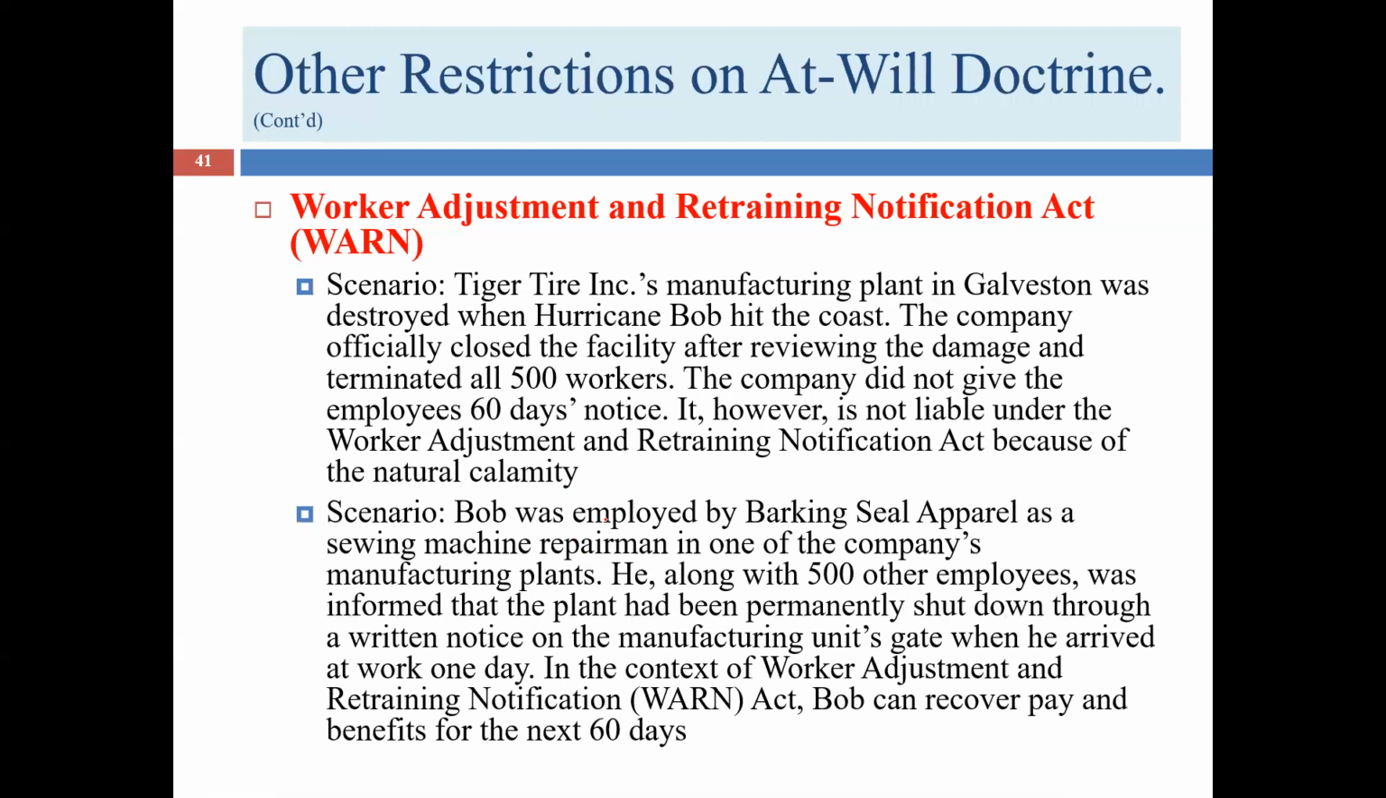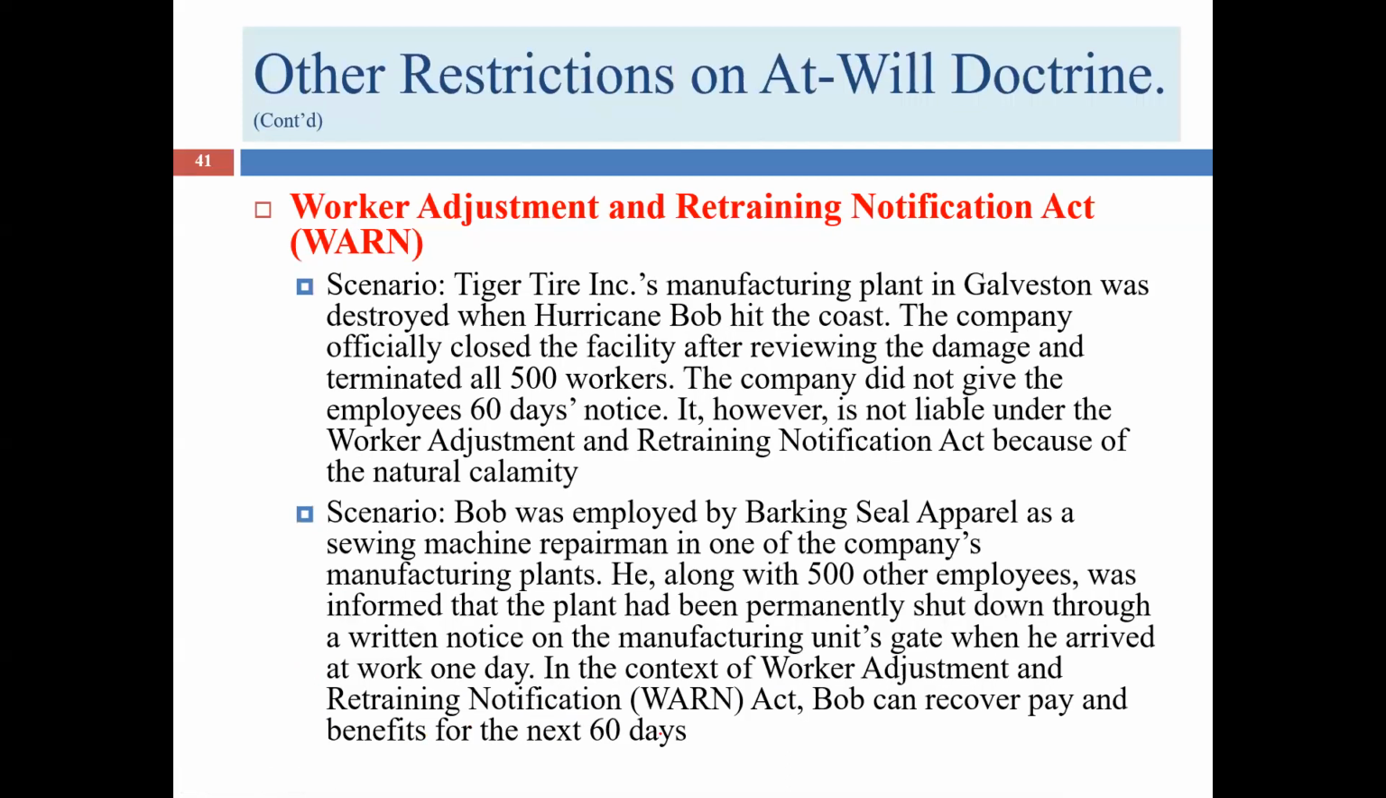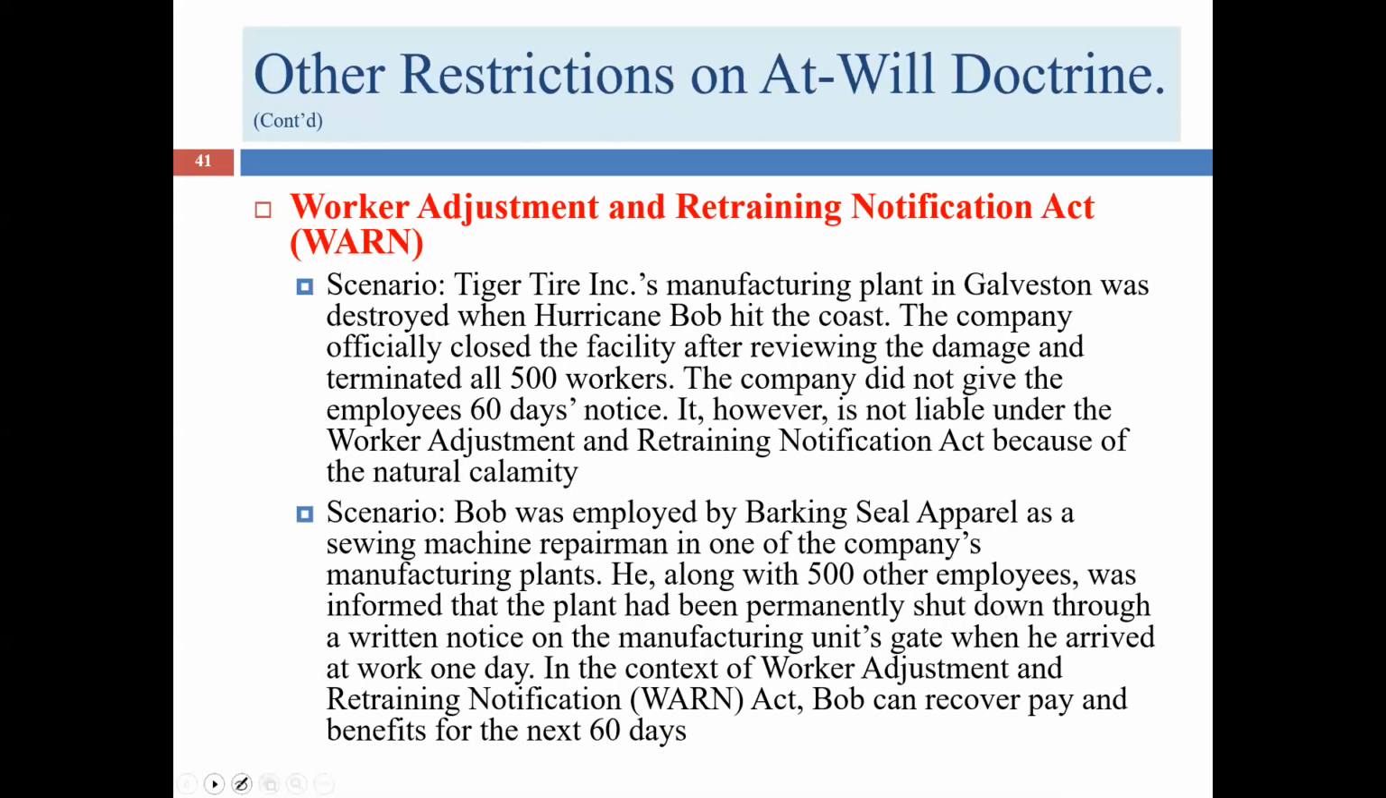Okay, so Bob is employed by a company. He's a sewing machine salesman, a repairman, and in one of the plants, 500 workers are being laid off. It's being shut down one day when he arrives at work. No notice is given. There's no natural disaster. None of the exceptions we talked about seem to apply. So under those circumstances, Bob should be entitled to the 60 days of pay. Maybe it was done that way because of this concern down here.